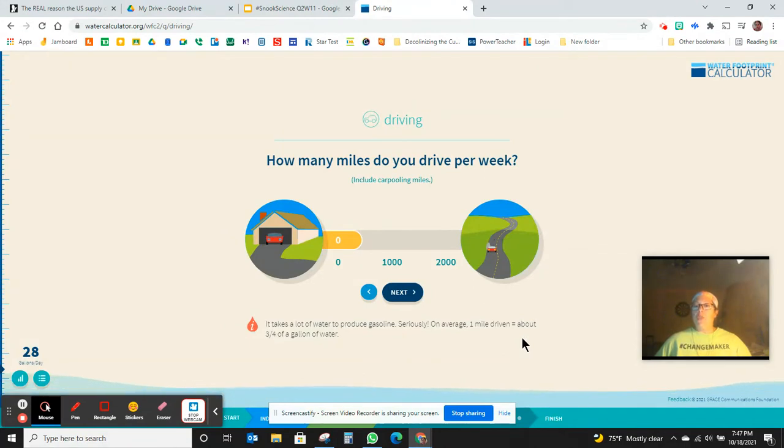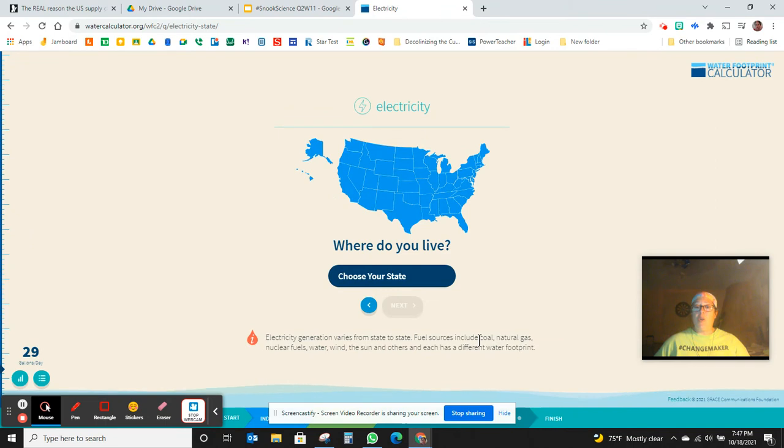How many miles do I drive per week? Well, believe it or not, I don't drive that much. So I'm going to move this to like 50. I really don't drive that much. Where do I live? Arizona. I'm going to click the state. Oh, it doesn't click on the map. Choose my state. Arizona.